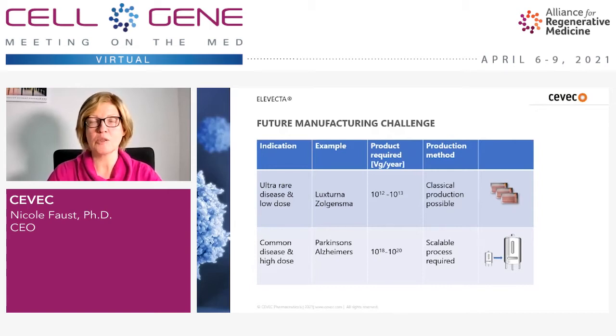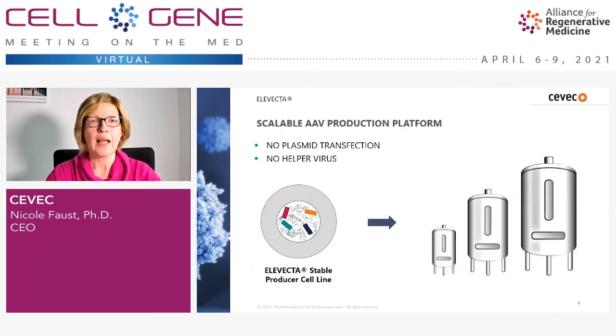This is what we are targeting with our ELIVector platform, which we developed exactly with the goal to have a production method for AAV vectors for gene therapy that can be scaled like you know it from processes for antibody production, for example. And how does that work? On paper, it's very easy. It took us a bit more of an effort. It wasn't that easy, but we made it.